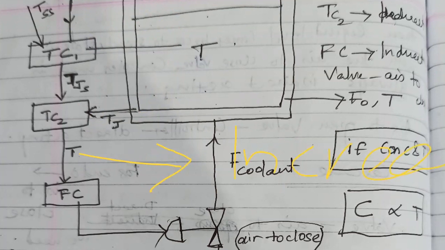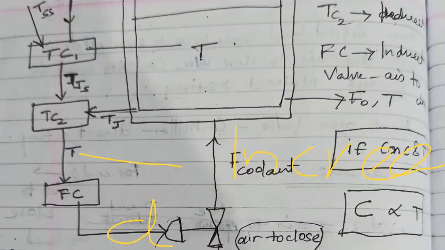So how can you increase the coolant flow rate for an air to close valve? If you increase the air pressure, what will happen? Your valve will be closed. So you cannot increase the air pressure. No, you should decrease the air pressure. If you want more coolant flow rate, you should decrease the air pressure. So here we should write decrease the air pressure. So increase, decrease, it will be indirect. Clear? So the concentration controller will be indirect, TC1 will be direct, TC2 and FC will be indirect.